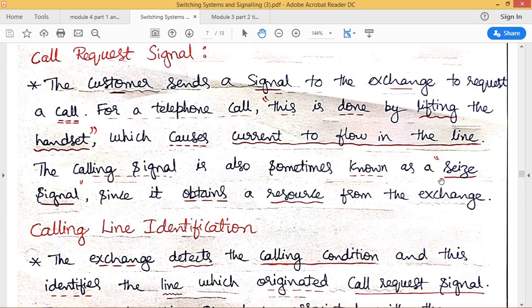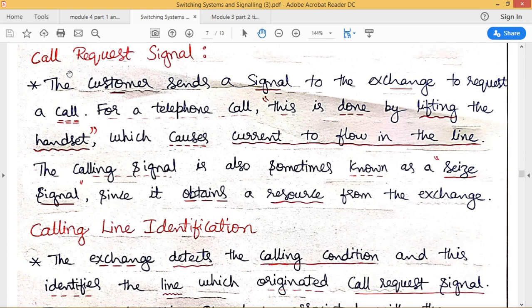Seize signal means the resource is utilized or seized, since it obtains a resource from the exchange. Resource from the exchange means the telephone line or the subscriber line is being utilized for sending the call request signal, and that's why we call the signal a seize signal.